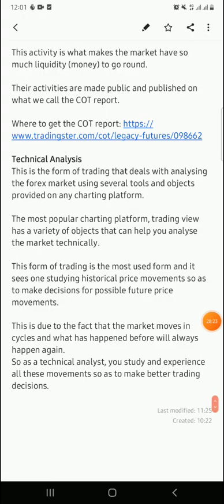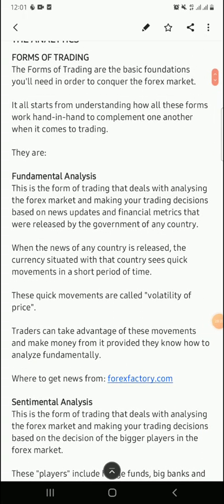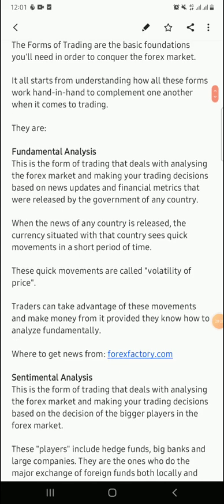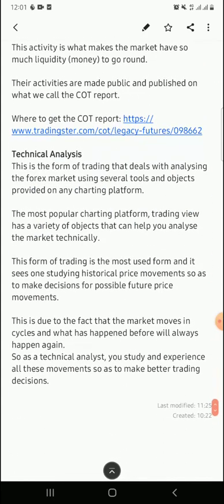So in conclusion, these are just the 3 forms of trading you need in order to conquer the forex market. No two ways about it. It's either you use these forms of trading or you don't use them. And when you don't use them, you are likely to get burnt and wrecked in the forex market.